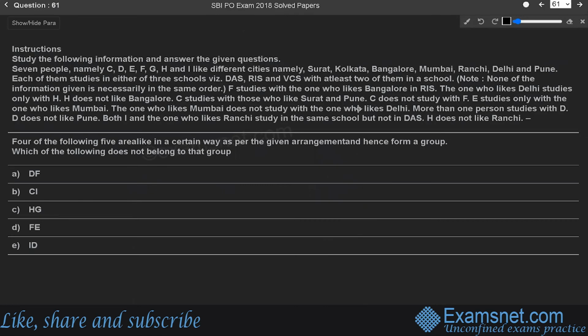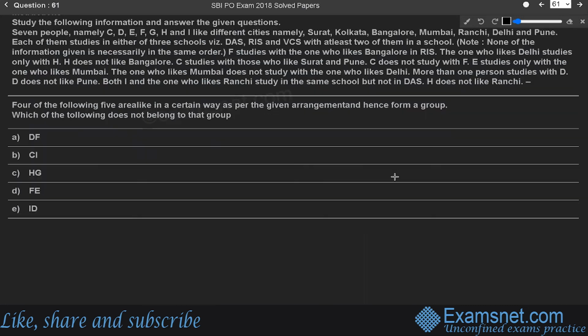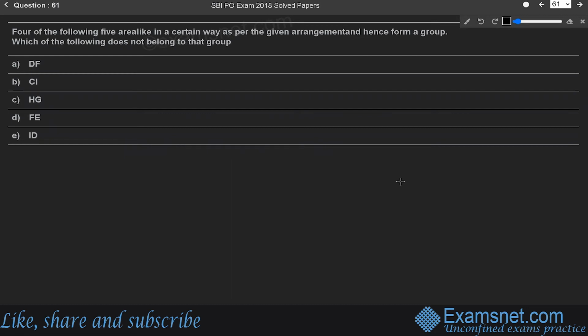Moving on to the next question. Next question also has the same directions. So first, let us make the required table for school, person, and city.